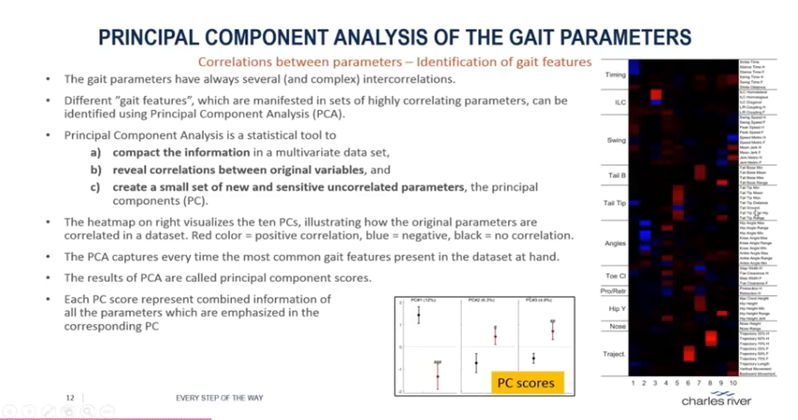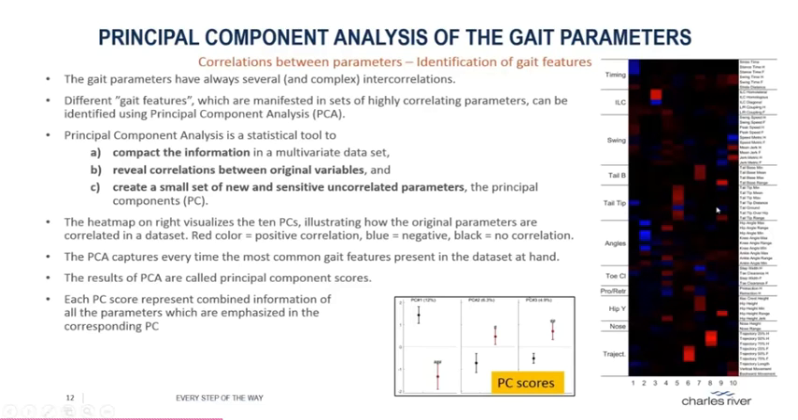They are listed here, quite small font, but yes. In this visualization, we can see the 10 most common gait features in this example dataset. Each column represents a PC, a gait feature consisting of parameters which do correlate together. And in this heat map, red means positive correlation and blue negative. Black means no correlation at all.